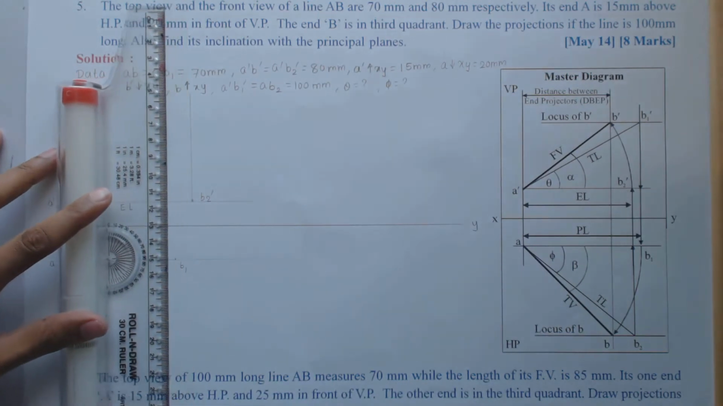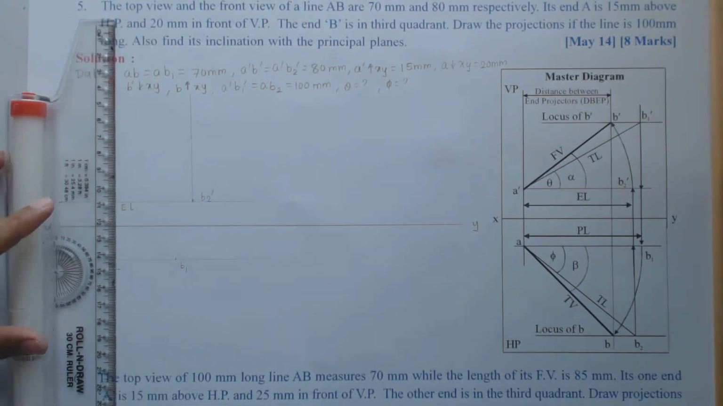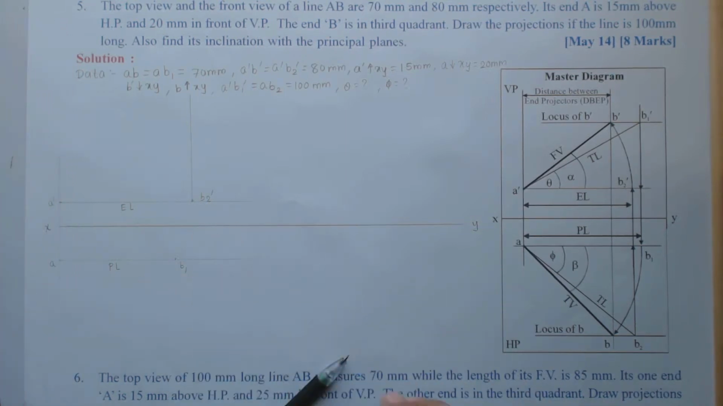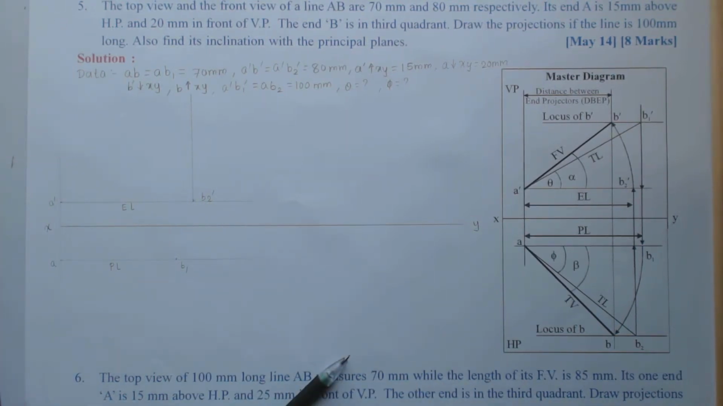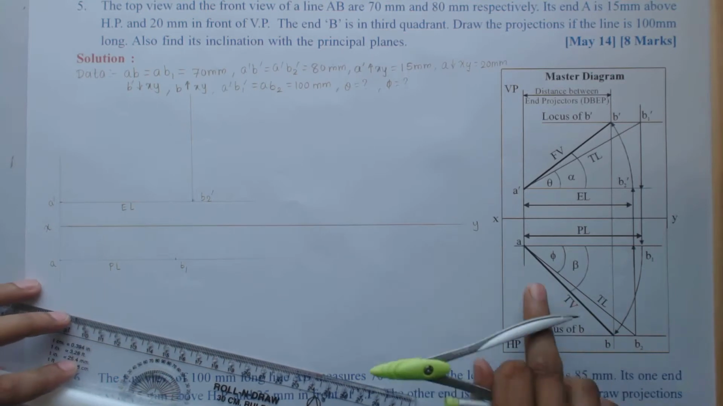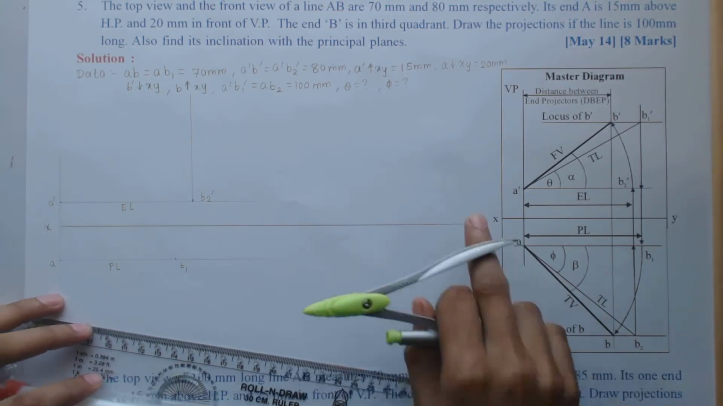Okay. Similarly, to locate the true length now, I know on the same vertical projector I'm going to get point B2, and the true length is AB2, which is given as 100.